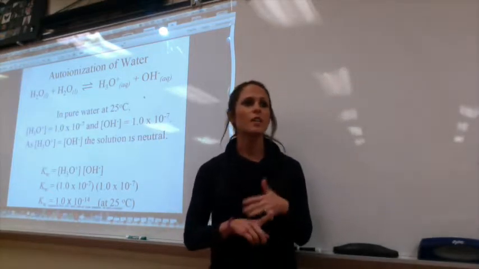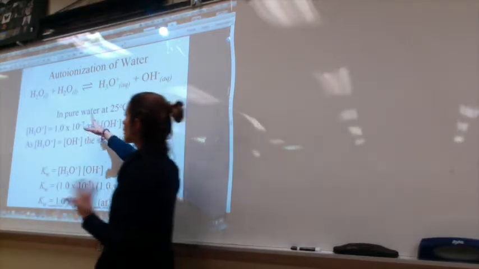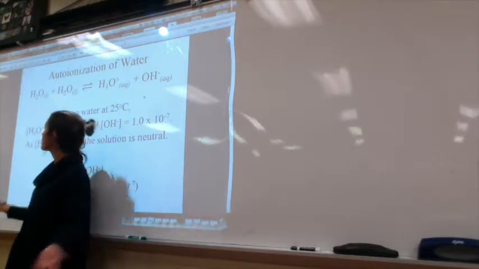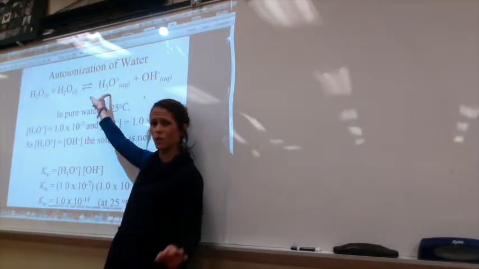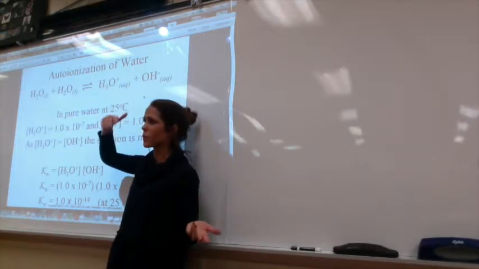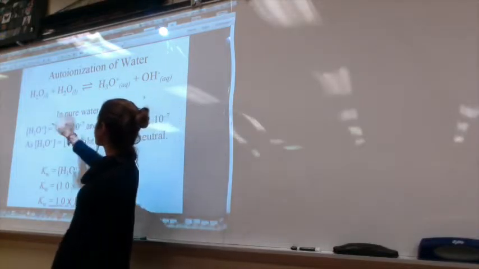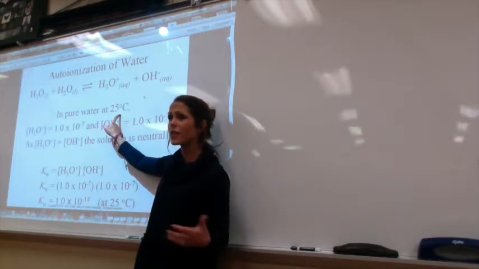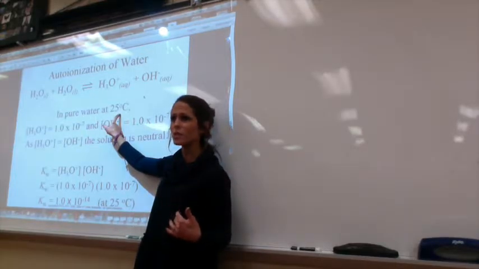Remember, when we use K expressions, we don't include solids and we don't include liquids. So if we're starting with water, every water that's floating around in that beaker can dissociate into H+ and OH-. Remember I told you yesterday that H3O+ is the same thing as H+. It's just that I'm attaching it onto a water to make it the acidic hydrogen. So in pure water at 25 degrees C, this is key. Water will have a greater ionization at different temperatures, just like we know that equilibrium will change at different temperatures, right?